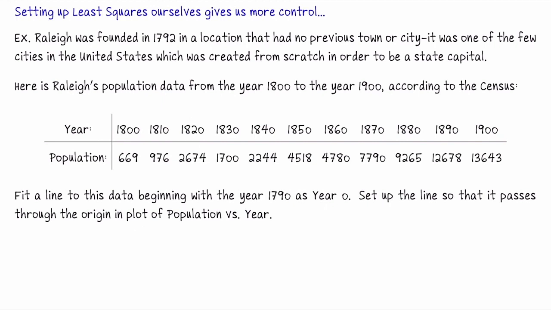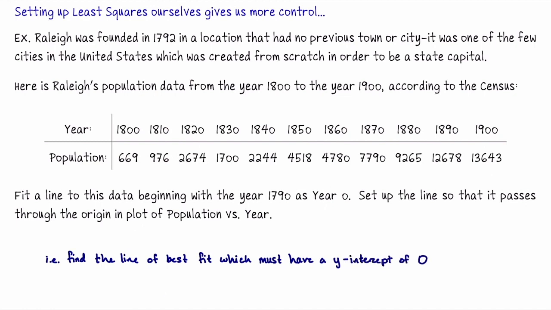Now, that's not something that you can necessarily do if you just say, give me the line of best fit, because it's going to give you the slope and the y-intercept, and it might be the case that the y-intercept is not 0. So here what we're going to set up and solve is find the line of best fit, which must have a y-intercept of 0. Such a line would have the form y equals m1 times x.